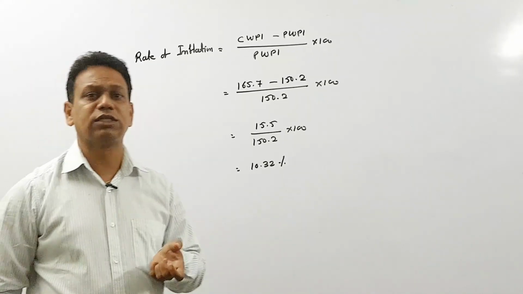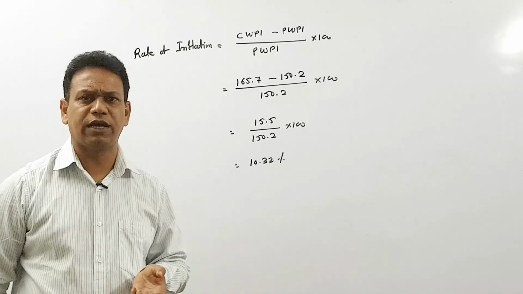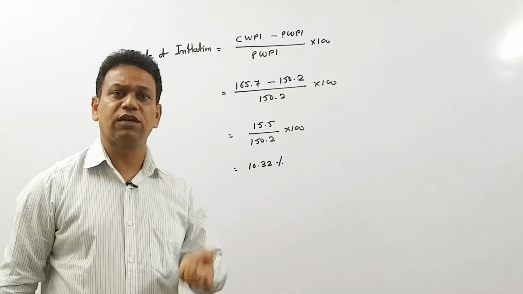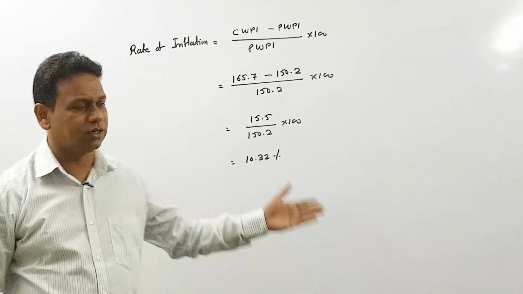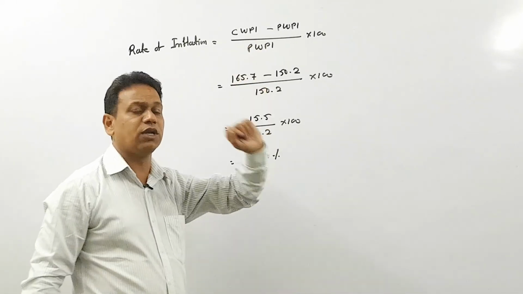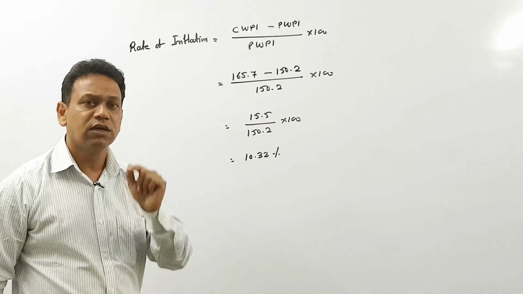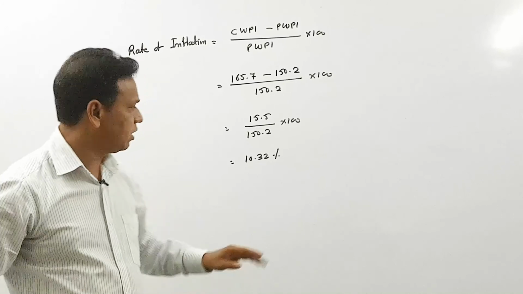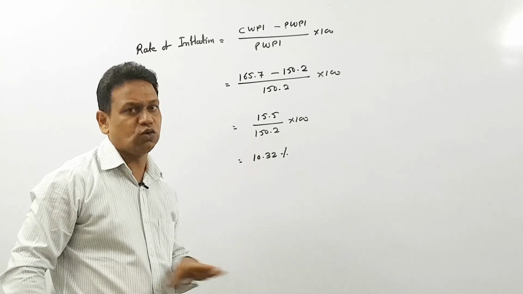Very useful words in economics. Many times we hear the words inflation rate. How to calculate it? See here, the wholesale price index number is most important to calculate the rate of inflation. So here our answer is 10.32 percent.